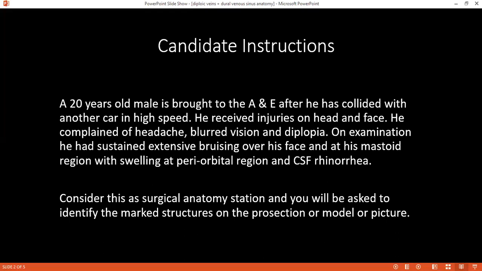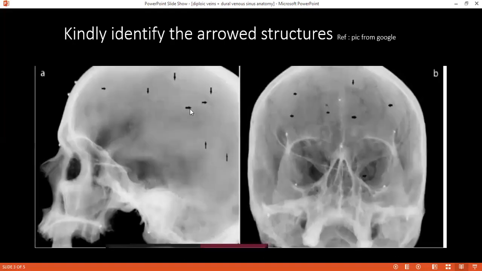So if you have read and understood, considering it's surgical anesthesia, kindly tell me what you are looking at. What are these arrows, if you can identify? This is a plain X-ray skull, showing lateral view and AP view. The arrow marks are the tributaries of dural venous sinuses, the emissary veins. Yes, very good.